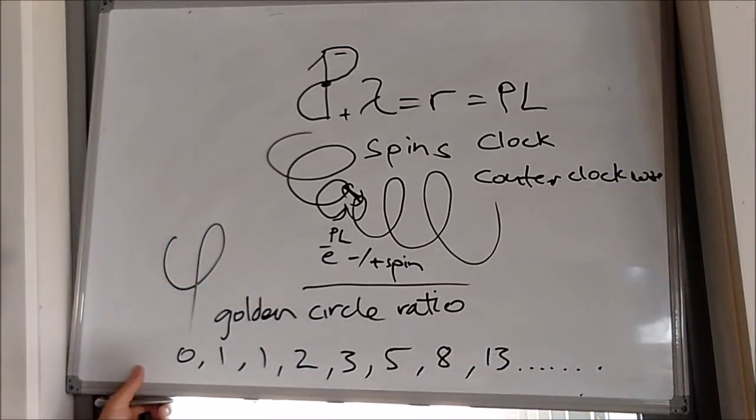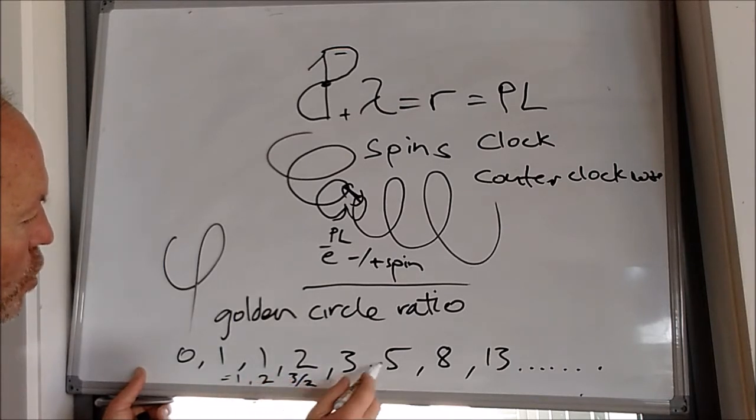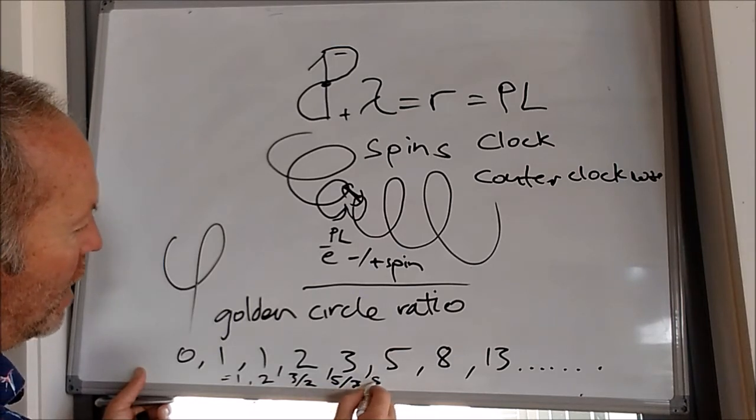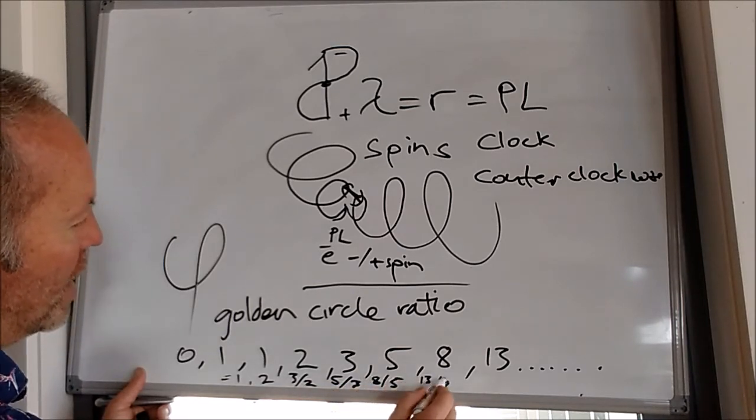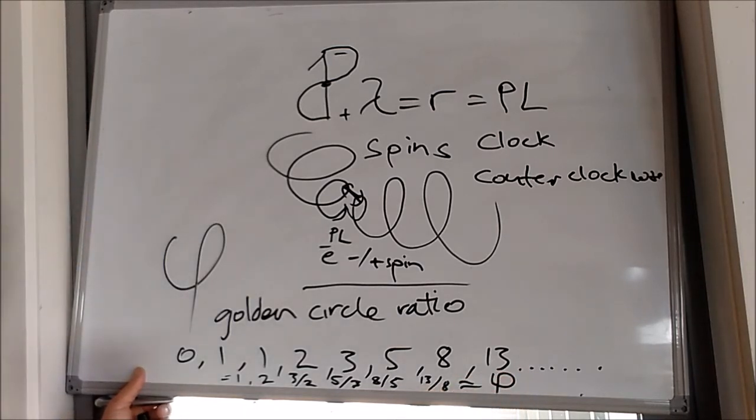Now, the ratio of 1 divided by 1 is 1, 2 divided by 1 is 2, 3 divided by 2, 5 divided by 3, 8 divided by 5, 13 divided by 8. This is where you get phi. That's where it comes from. It's a ratio between these two numbers that have been added together to give the golden circle ratio. So this is present within biology and is a fundamental force within the energy state of the universe.